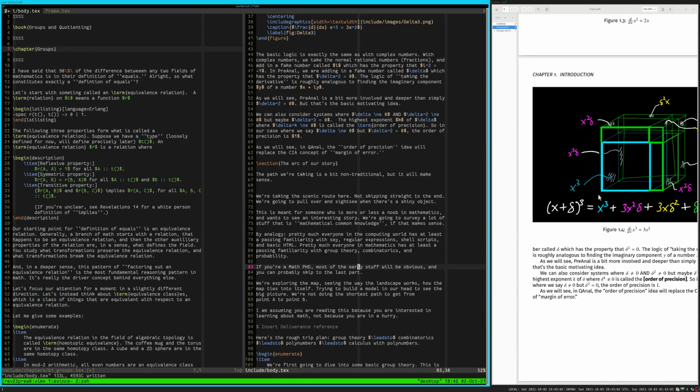We're exploring the math, seeing the way the landscape works, how the map ties into itself, trying to build a model in our head to see the big picture. We're not doing the shortest path to get from point A to point B. I'm assuming you're reading this because you're interested in learning about math, not because you're in a hurry. Here's a rough trip plan.